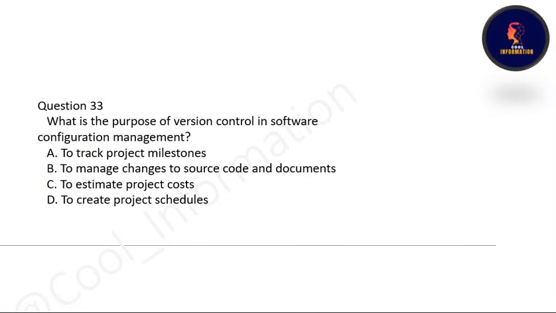Next one, what is the purpose of version control in software configuration management? Correct option is option number B. To manage change to source code and documents. So the version control like Git we use in the software configuration management to manage the changes to source code and documents.